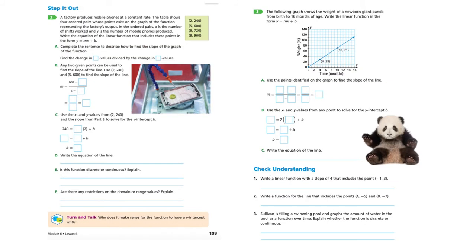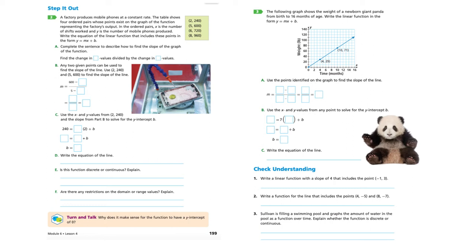All right, so let's look at number 2 in the step it out. It says a factory produces mobile phones at a constant rate. The table shown here shows 4 ordered pairs whose points exist on the graph of the function representing the factory's output.